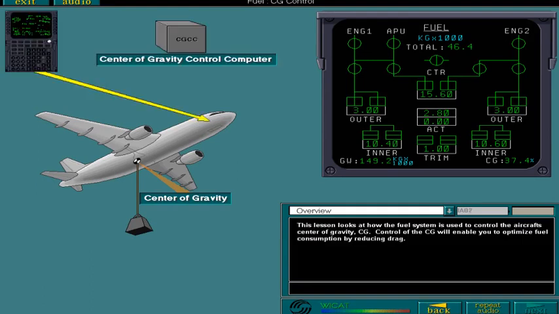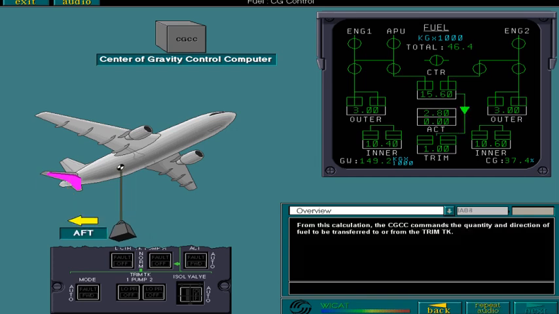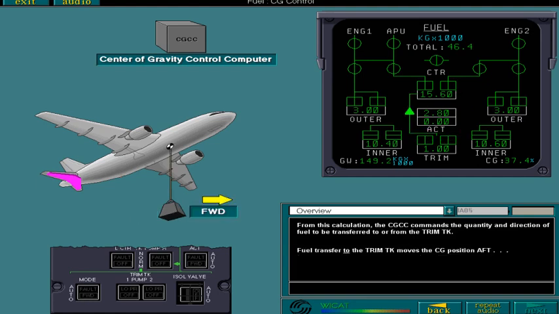Based on information such as the zero fuel weight, zero fuel centre of gravity, and fuel on board entered in the FMS, the CGCC maintains the aircraft centre of gravity close to the certified aft limits, known as the target centres of gravity. From this calculation, the CGCC commands the quantity and direction of fuel to be transferred to or from the trim tank. Fuel transfer to the trim tank moves the CG position aft, and fuel transfer from the trim tank moves the CG position forward.